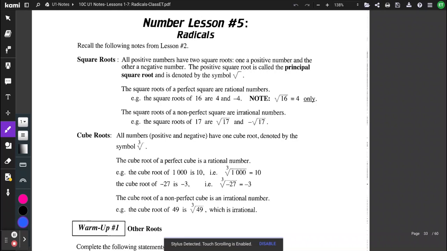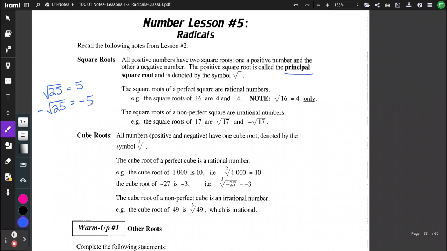Okay, this is lesson 5 talking about radicals. So square roots are all positive numbers that have two square roots, a positive one and a negative. The positive is always called the principal, and that's what we look for. So if I said to you the square root of 25, I'm looking for positive 5. However, if I want the negative of that answer, I would put a negative out front.